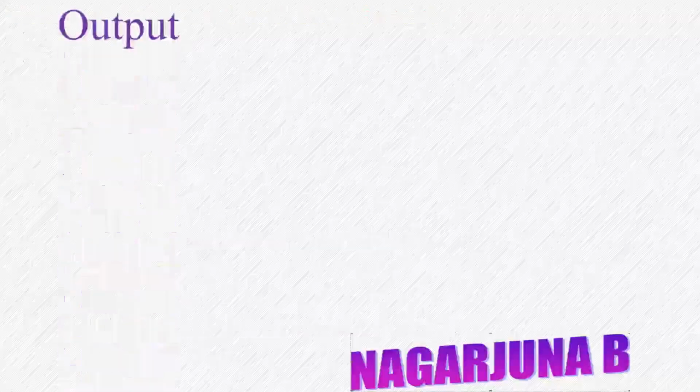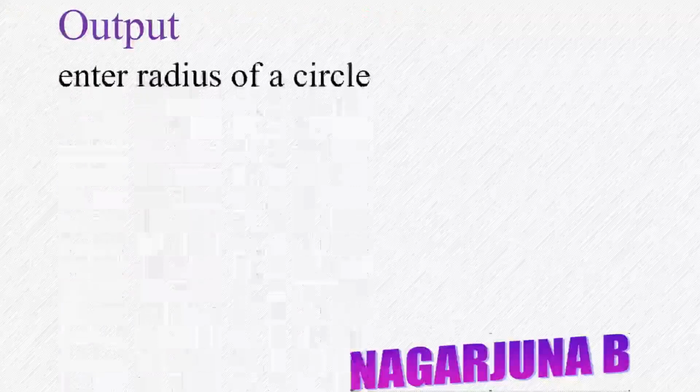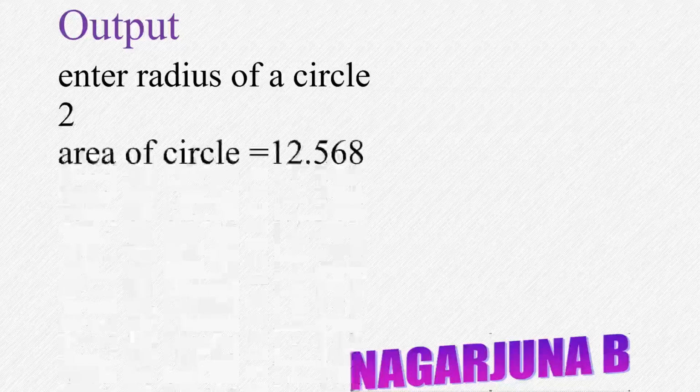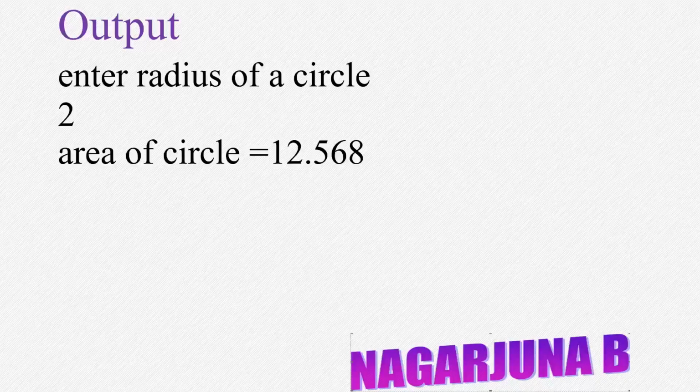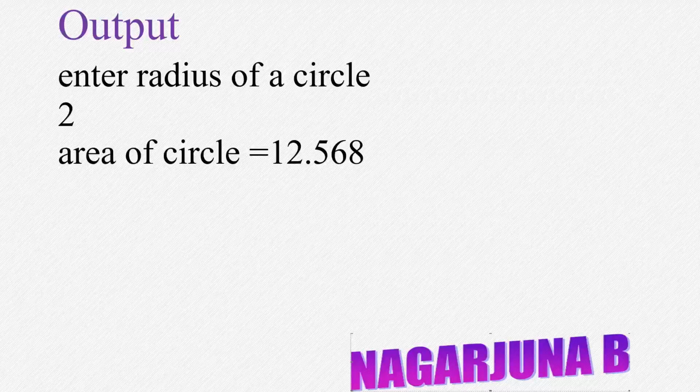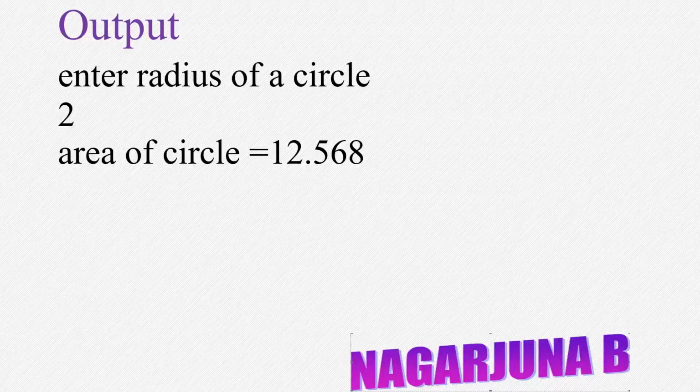The output of the program is, first it will display a message to the user, enter radius of a circle. Then if the user enters 2, then upon calculation it will display area of a circle is equal to 12.568. It is displaying only 3 digits after the decimal point because we have written percentage 4.3f. If you had written only percentage f, then it would display 12.568000. That is, it would display 3 zeros after 568 because the floating point precision is up to 6 digits. Since we want to display only 3 digits after the decimal point, we have written percentage 4.3f.